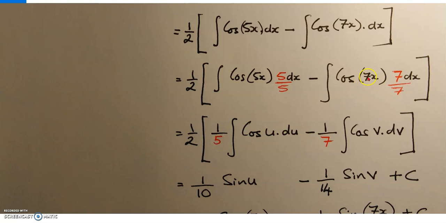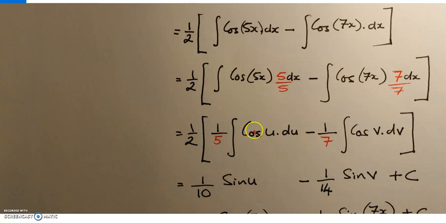The same is true here of this cos 7x. This time I'm saying let v equal 7x, and then dv is going to be equal to 7 dx, but I must divide by 7 as well to keep the integral the same value. So that 7 in the denominator can go in front of the integral sign as 1/7. Now we've got an even simpler looking integration to do. We've got the integral of cos u du and the integral of cos v dv.